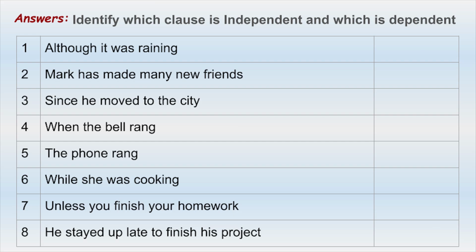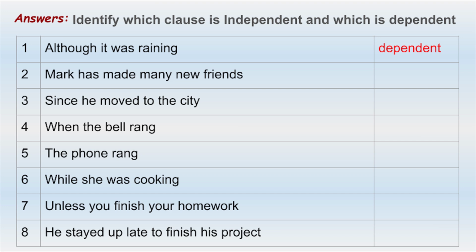Let's now check our answers. Number 1, although it was raining. This clause begins with a subordinating conjunction, although. It has a subject, it, and a predicate, was raining, but it does not express a complete thought, so this is a dependent clause. If someone expressed this thought to you, you would be asking, what happened?